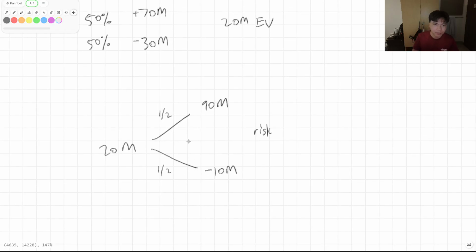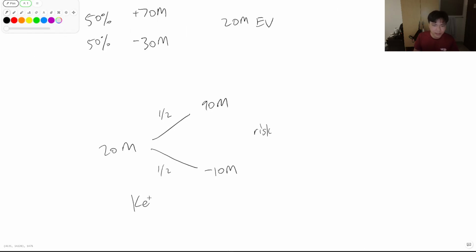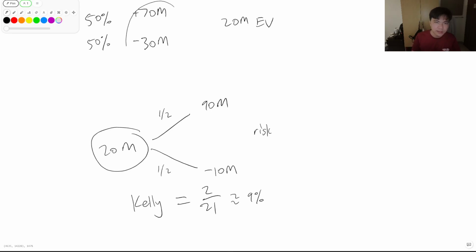And in fact, the mathematical way to quantify this is via the Kelly criterion. The Kelly in this case, you plug these numbers in, right? The Kelly says that you should bet 2 out of 21 of your net worth, which is around 9%. And if your net worth is 20 million, then this is definitely too much to bet. So as for whether you want to take up this trade, the answer should be it depends on your net worth.